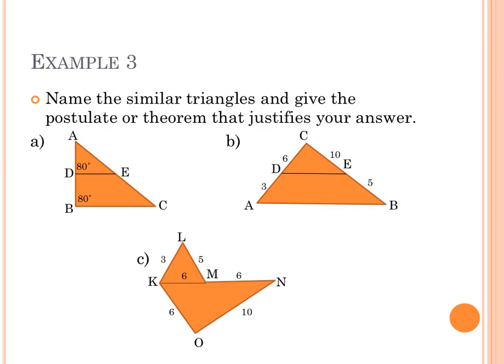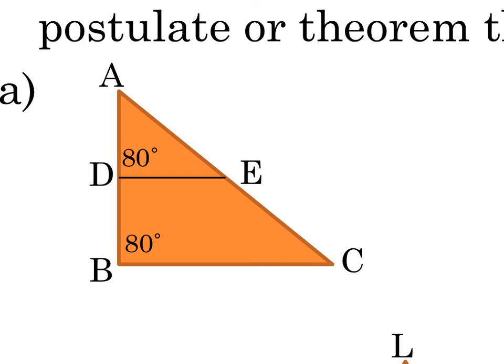All right, last slide. It says, name the similar triangles and give the postulate or theorem that justifies your answer. So I'm looking at this first one here, and whenever you have a triangle within another triangle, you're going to have an overlapping angle right there.